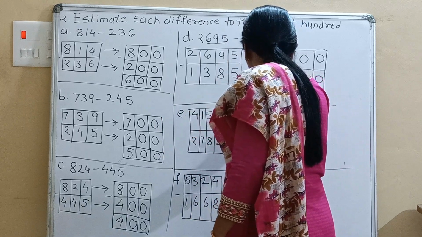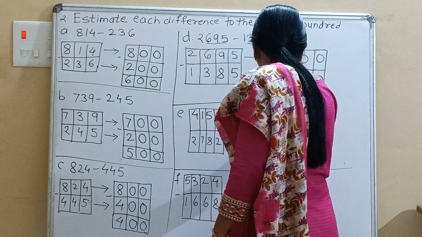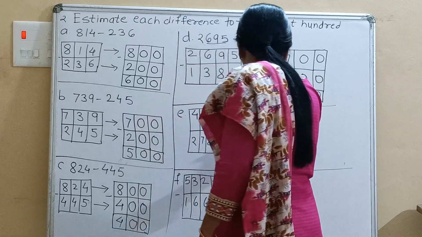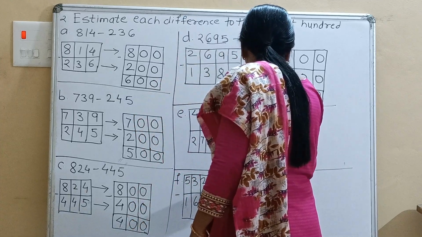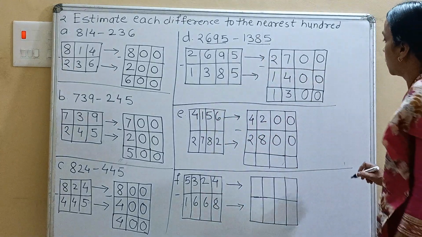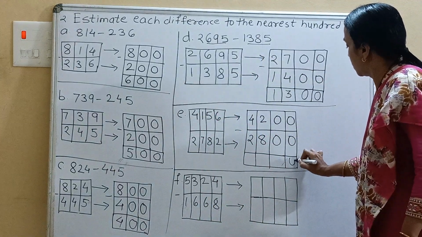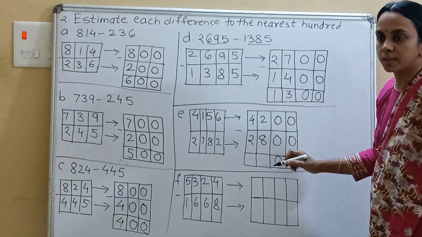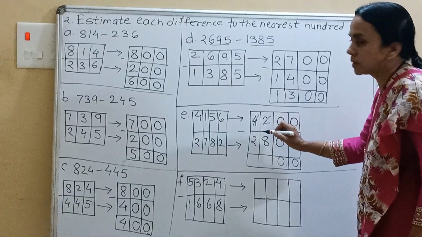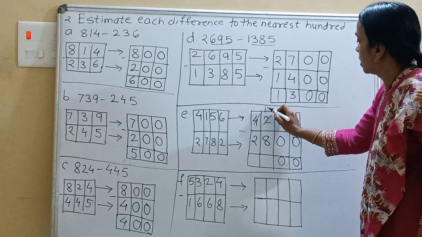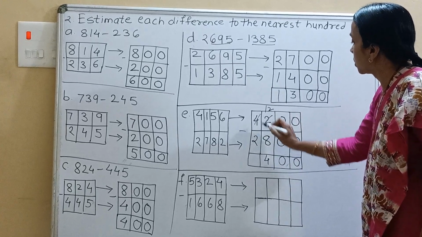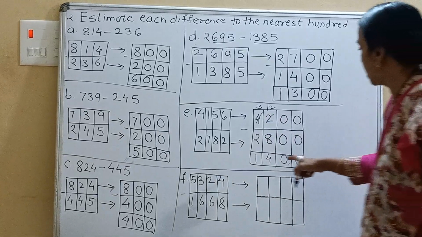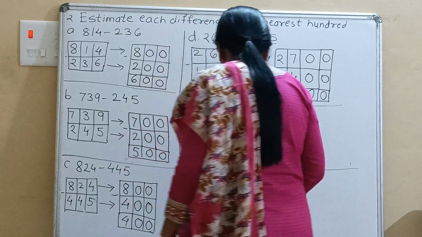4156 is very much closer to 4200, and 2782 is closer to 2800. Okay, now subtract this. 0 minus 0, 0, 0 minus 0, 0, 2 minus 8. 2 minus 8, is it possible? No. So take 1 from this 4 and write down here 12. 12 minus 8, 4. 4 minus 1, 3. 3 minus 2, 1. So what is our answer? 1400. Now see F question.